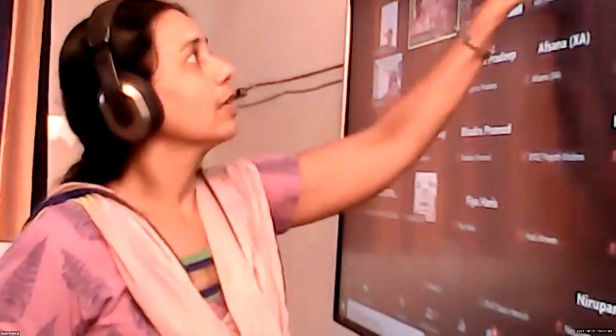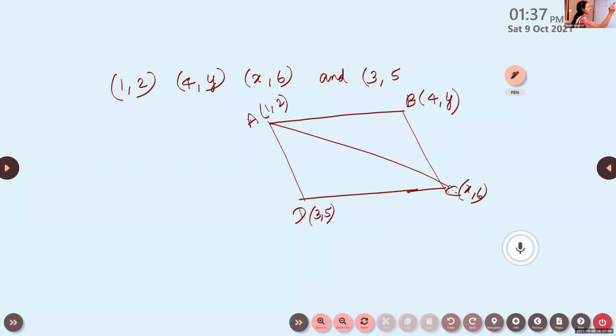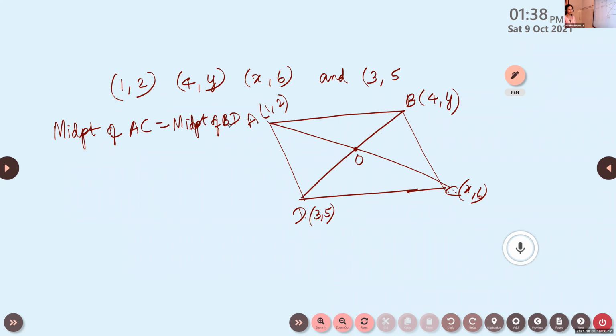So instead of using the distance formula, we can use the property of the parallelogram: diagonals bisect each other. So the midpoint of AC is equal to the midpoint of BD.